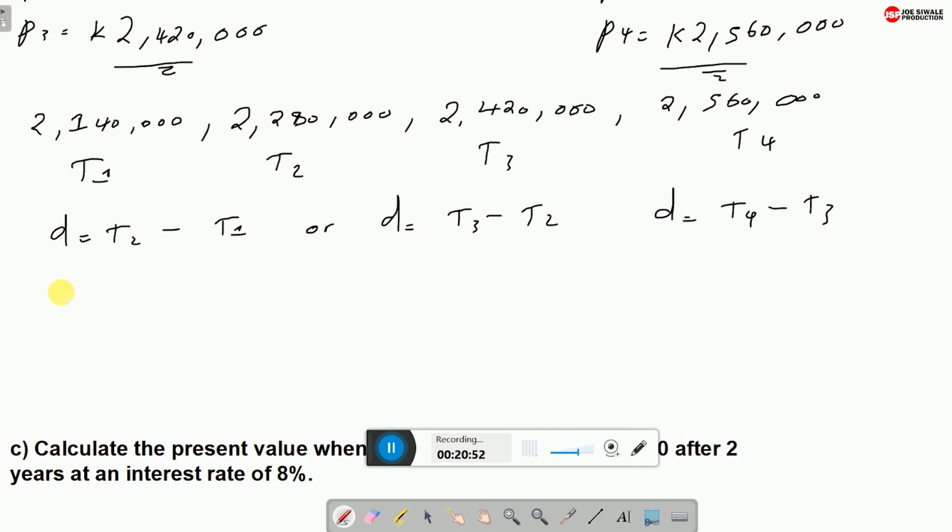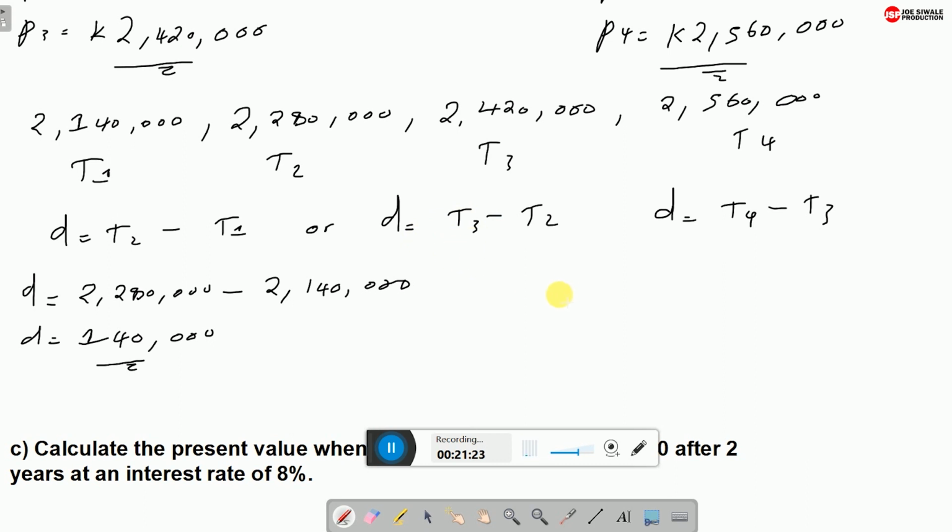So let us prove that. We have our common difference, T2 minus T1. Our T2 is 2,280,000 minus our T1, which is 2,140,000. So the common difference we're going to have is 140,000 in our first instance.